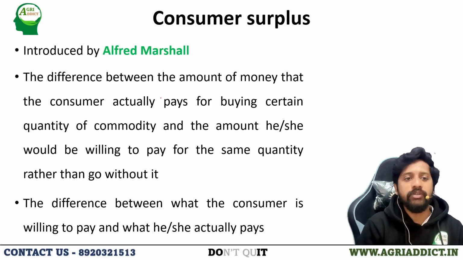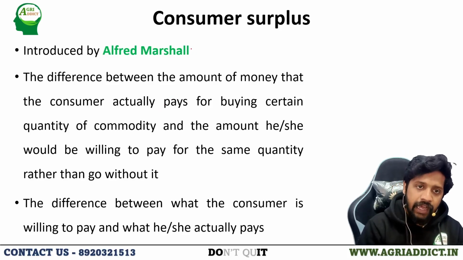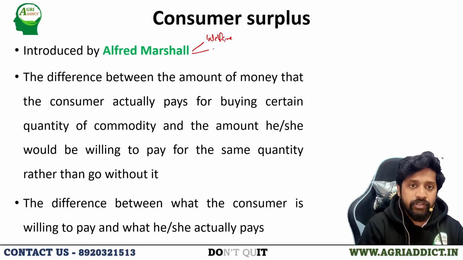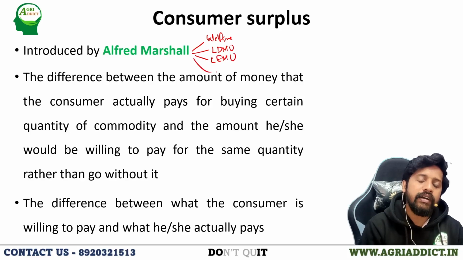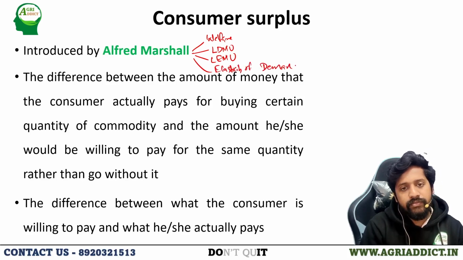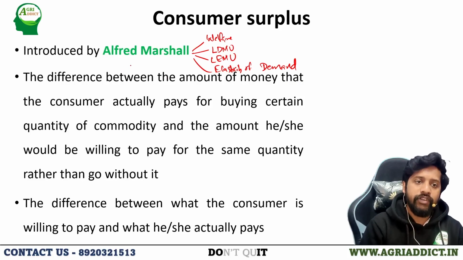So what is consumer surplus? As we all know, the concept of consumer surplus was introduced by Alfred Marshall. Remember, Alfred Marshall was the propounder of the welfare definition, and he was also the proposer of the law of diminishing marginal utility and also the law of equimarginal utility, and another important concept that we are going to study in the next classes, that is elasticity of demand. Elasticity of demand was also propounded by Alfred Marshall. So relate the concepts with the propounder.